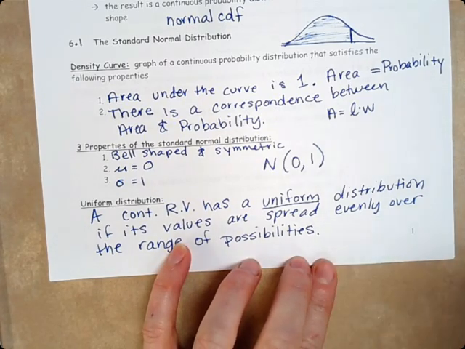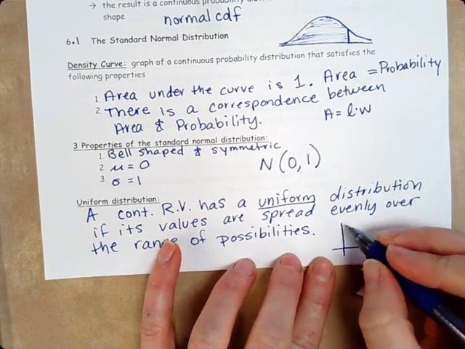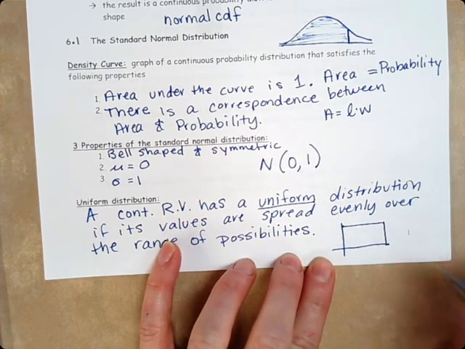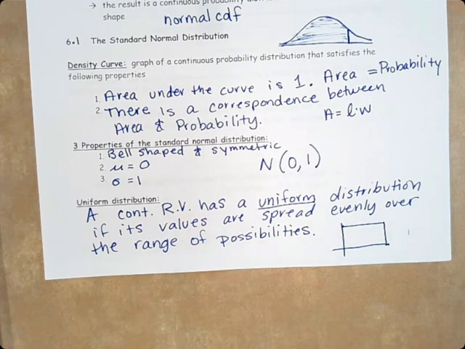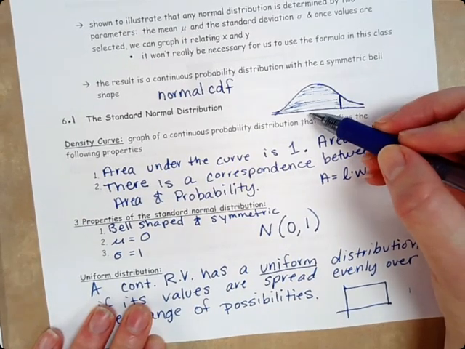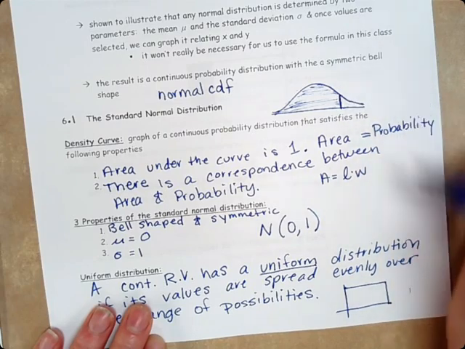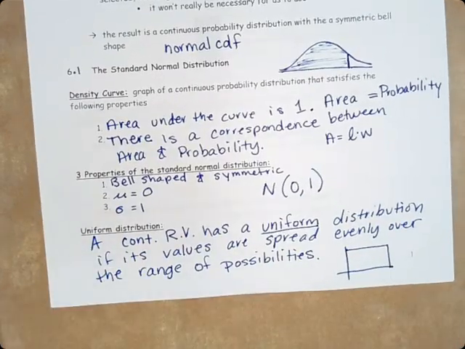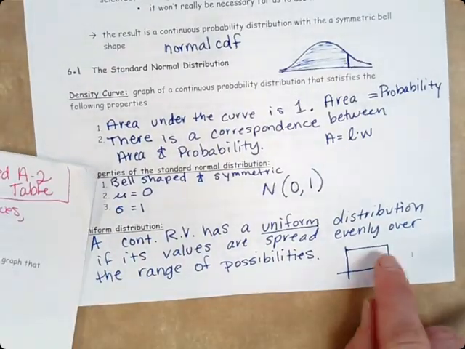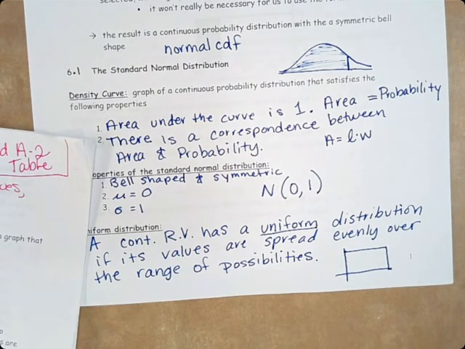So our graph is no longer a bell shape. It is actually a rectangle, because all of the probabilities are the exact same. It's not like this, where the probabilities go up and then down. They're all the exact same. So to find the area of those probabilities, it's really easy, because you can do length times width.